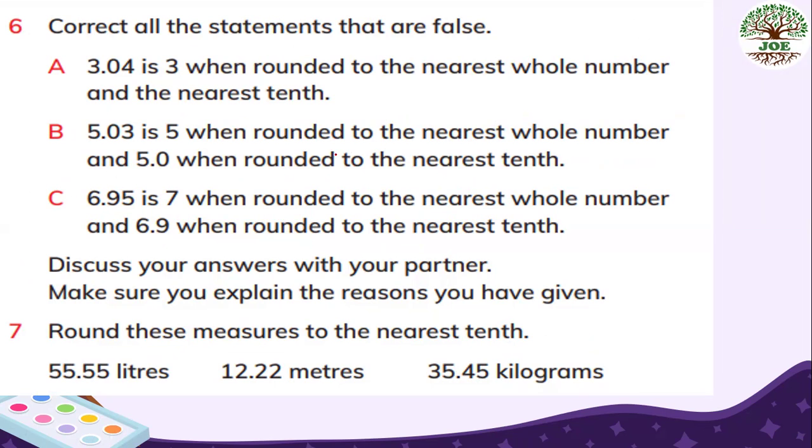Part A, 3.04 is 3 when rounded to the nearest whole number. The tenth digit is 0, so this is right. But for the nearest 10, here is 0, and for the nearest 10 there must be 1 decimal place for 3.04. What is said is incorrect. This is incorrect. Okay.